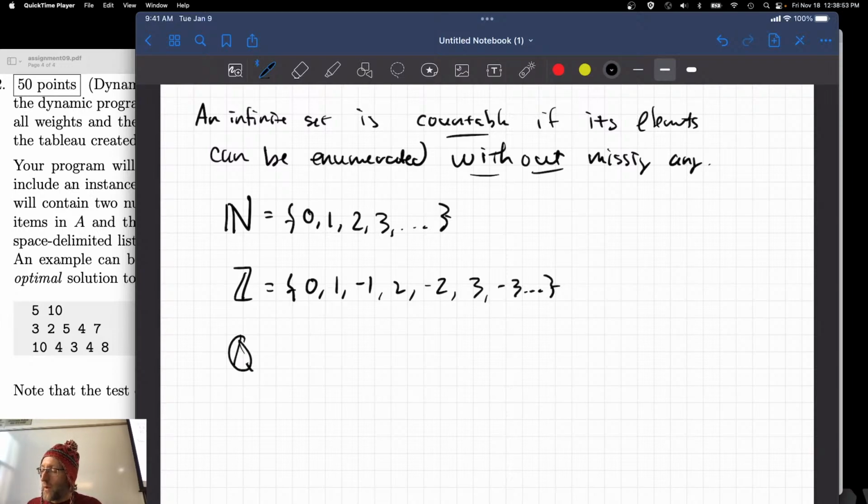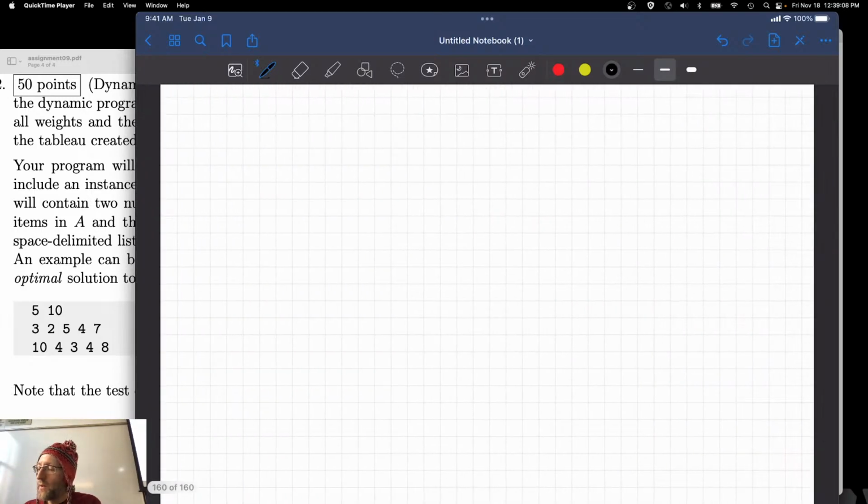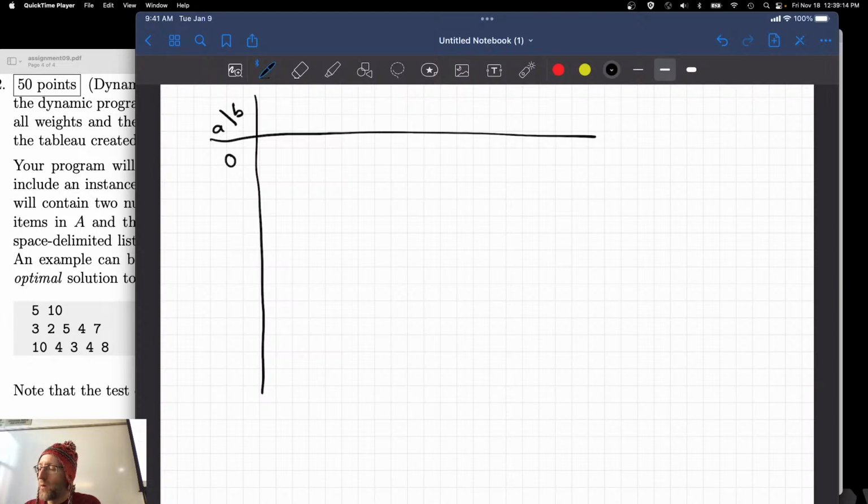Q, the set of all rational numbers a/b such that a and b are integers, and b is not 0 because, of course, you cannot divide by 0. I'll show you how to do this. All you need to do is write them in a big, giant tableau, like we've been doing here. 0 will be by itself, we won't worry about that. 0, 1, 2, 3, 4, ... off to infinity.